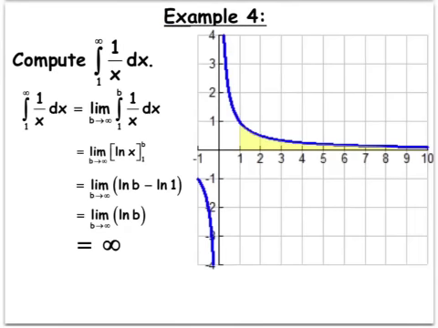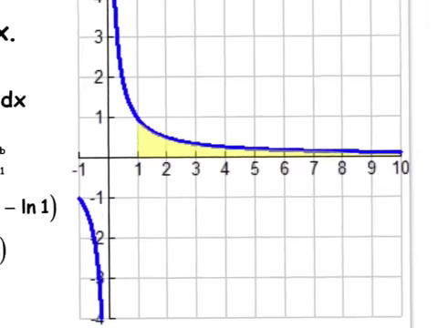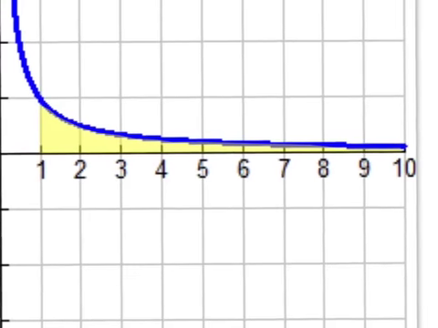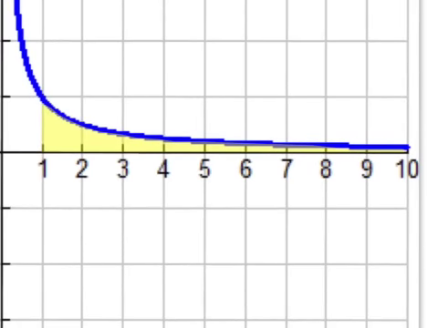All right, so example number 4, compute the definite integral from 1 to infinity of 1 over x dx. If you just observe the graph, you might at first think that this will end up being a finite amount of area, right? We're starting at x equals 1.